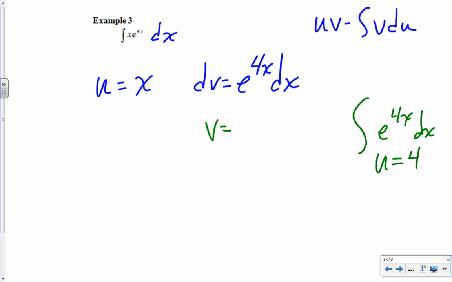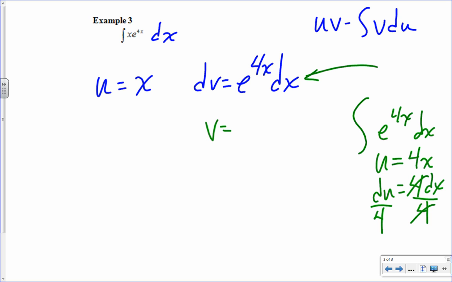So u is 4x. du is, now some people change their variable here because the u's and stuff over there, I just changed color. Apparently it worked for me. 4 dx. But I don't have a 4 there. I'm integrating this, because I need to give v. So it's substitution inside integration by parts.